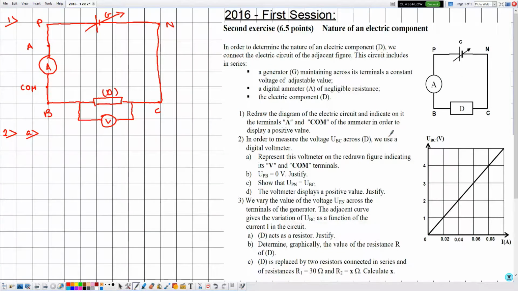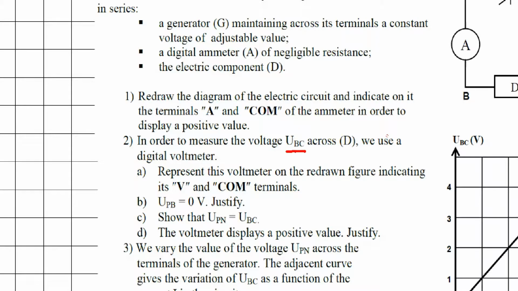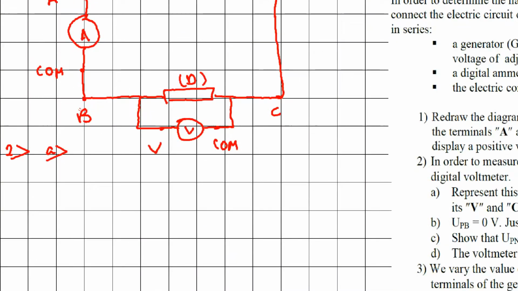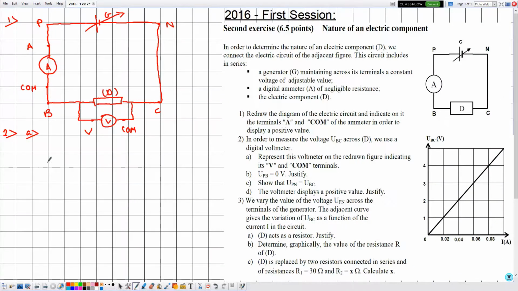Notice that in part 2 they are telling me to measure the voltage UBC. And we know that always the COM terminal is related to the second letter. So in this case the COM terminal must be connected to the point C. So this is the COM terminal and this is the V terminal. Because the voltmeter is measuring the voltage UBC, and always the second letter is for the COM terminal, the COM terminal must be connected to the point C, which is here, and the other terminal will be connected to the other point. Then done for part A.